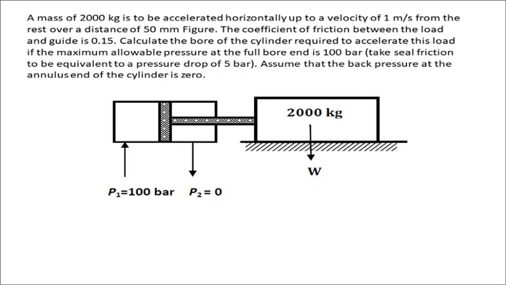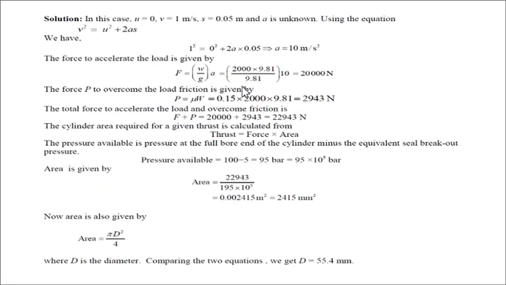So let's consider this application. In this application we know the final velocity, the initial velocity, and the distance in which we need to achieve the final velocity. So naturally, by using the third equation of motion, we can find the acceleration, which comes to around 10 meter per second square.